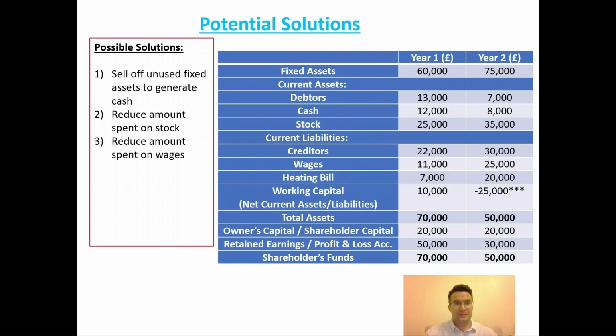The third potential solution might be to reduce the amount spent on wages. As we mentioned earlier, wages have gone up significantly, they've more than doubled. This could be because you're being extremely generous with your workforce. It could be because you've hired more employees. But the fact is, if you've not hired more employees and you're just paying your staff a lot more, it might be prudent to reduce the amount you've spent on wages.